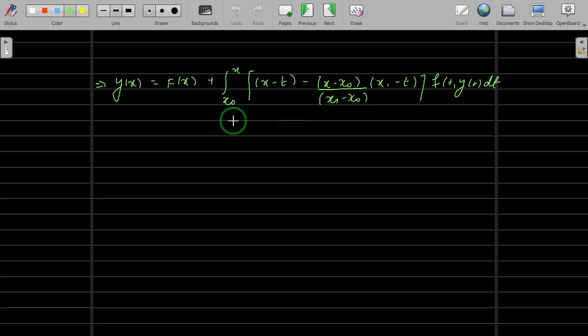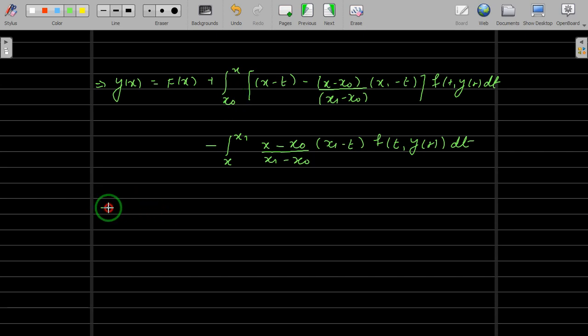So this is correct. And then we have another term, I think that is a minus term, minus that integral x to x1, and this factor is also there, (x minus x naught) upon (x1 minus x naught), (x1 minus t), f t, y t dt. So those two integrals I have plotted together. If anything is wrong, then please let me know. All clear?